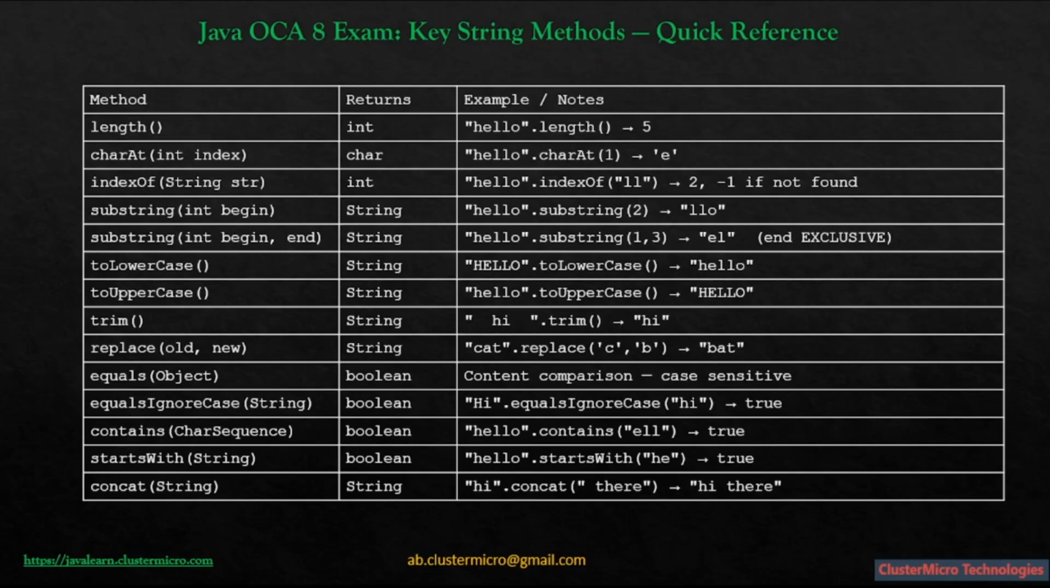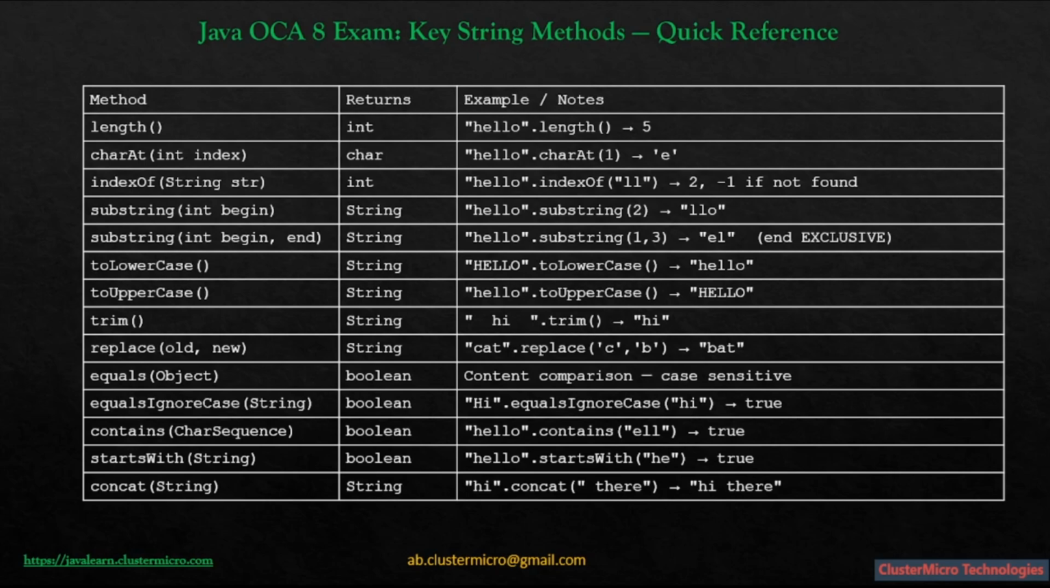And then contains(CharSequence) returns true if the string contains the given sequence anywhere inside it. So hello.contains("ell") returns true, and returns false if not found. Then startsWith(String) returns true if the string begins with a given prefix. So hello startsWith "he" will return true. There is also an endsWith method that works the same way for the end of the string. And then we have concat(String), which appends the given string to the end and returns the new string. "hi".concat(" there") returns hi there. Functionally the same as the plus operator for strings. The original string is unchanged.